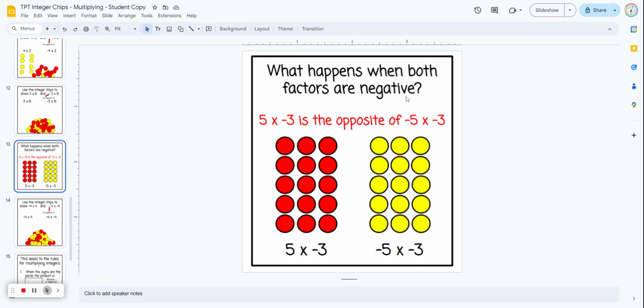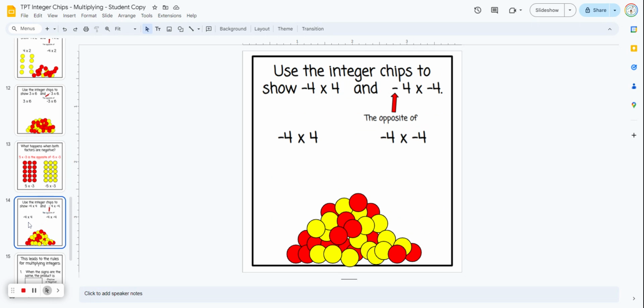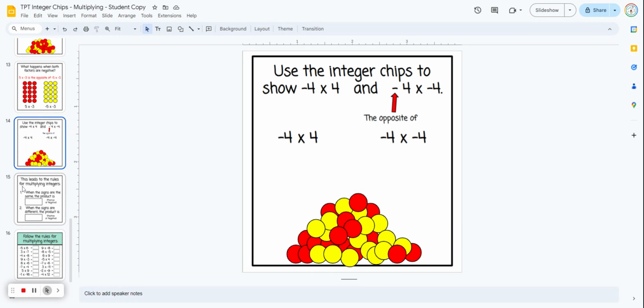So what happens when both of the factors are negative? Well, if we can figure out what 5 times negative 3 is, so it's going to be 5 groups of negative 3, well then the opposite of 5 groups of negative 3 is going to be the opposite color, which would make it a positive 15. You might want to explain that a couple times to the students. So here they're going to show negative 4 times 4. That would be 4 groups of negative 4. The opposite of that would be all yellow chips, so the same thing but all yellow.